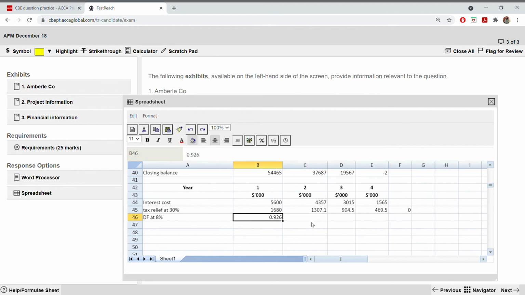It does not matter. So you just don't format the cell. 0.857, 0.794, 0.735. Okay, so now I'm going to find the present value, PV. How are you going to find the present value? Just multiply this by this by this, and just drag it to the other cells.